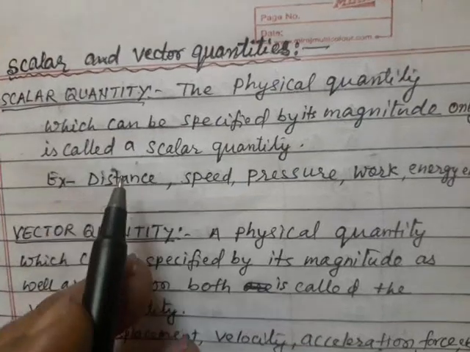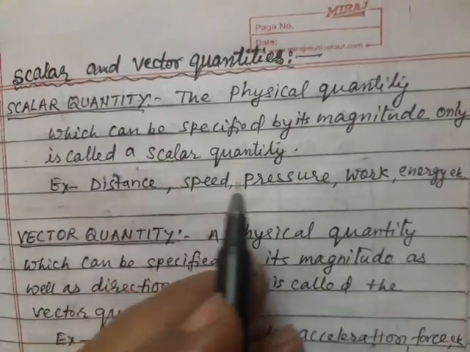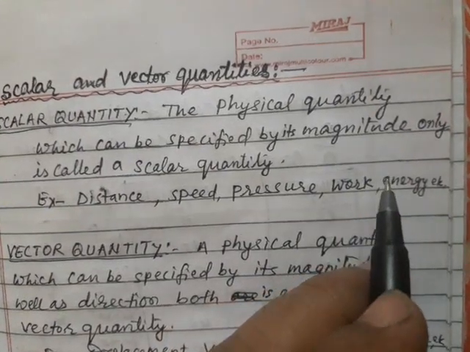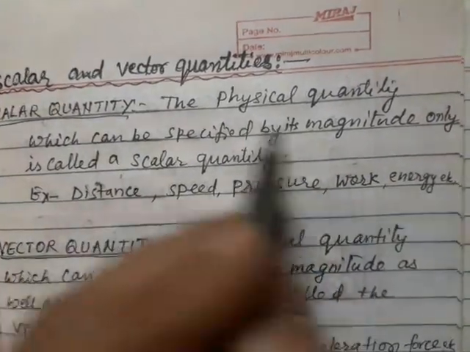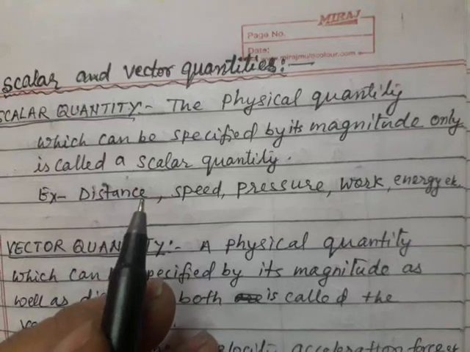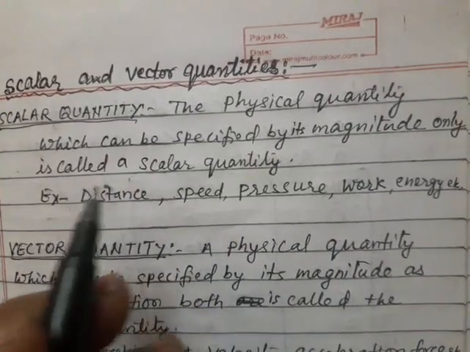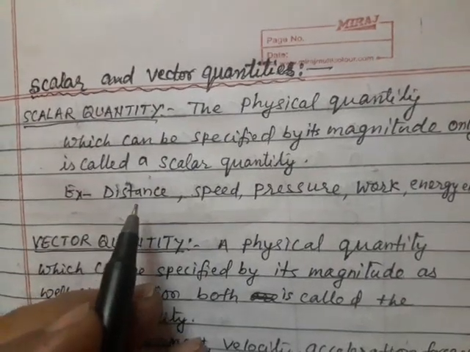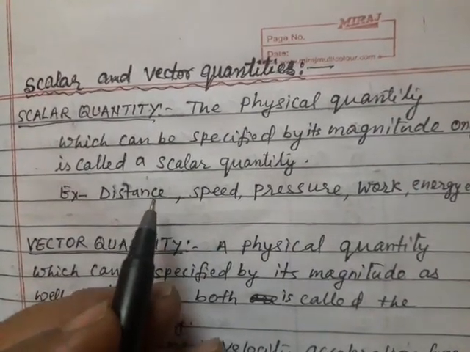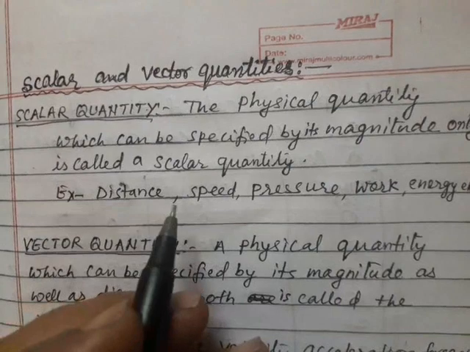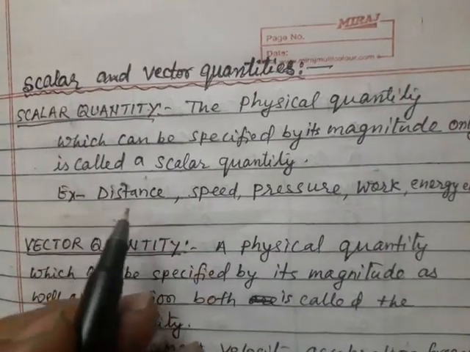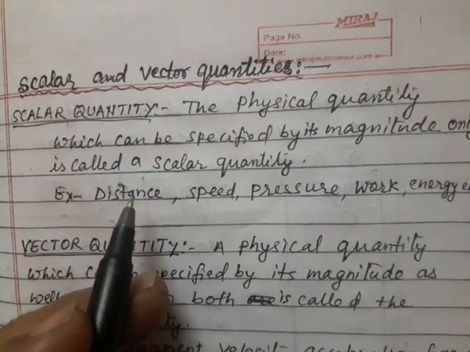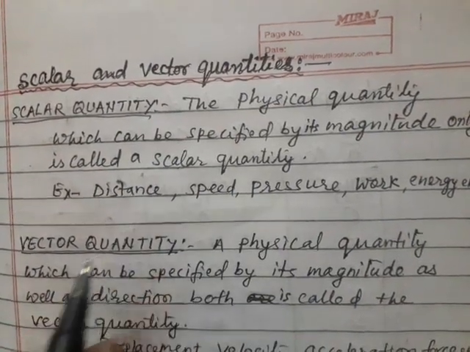For example, distance, speed, pressure, work, energy, etc. These physical quantities have no direction, they have only magnitude. Suppose distance, we specify the distance of a body in certain meters or certain kilometers, but distance does not show the direction of the body in which it moves.